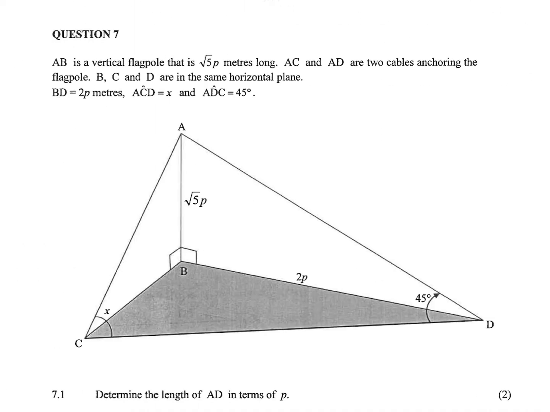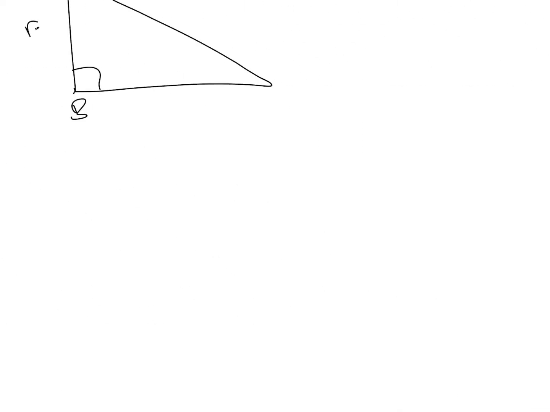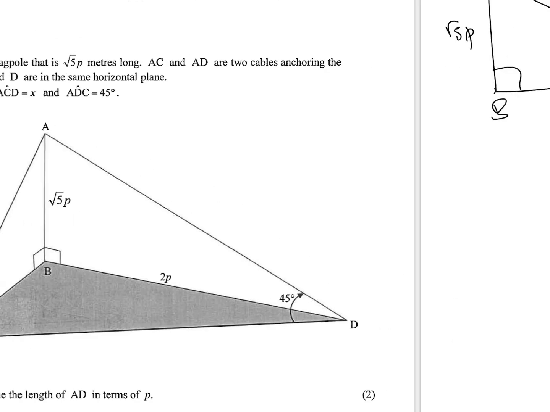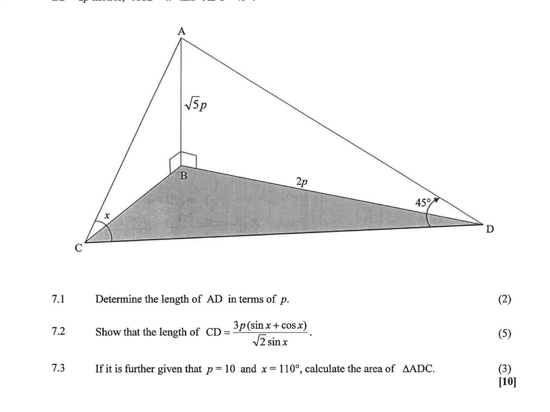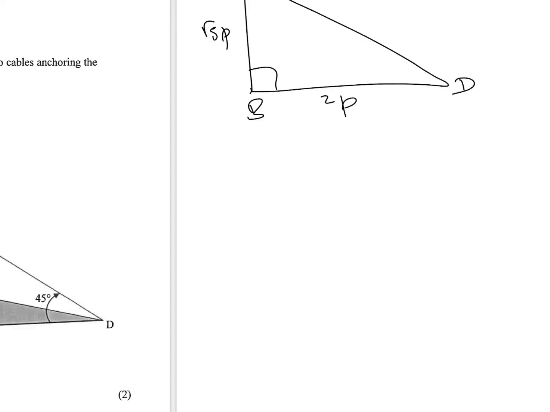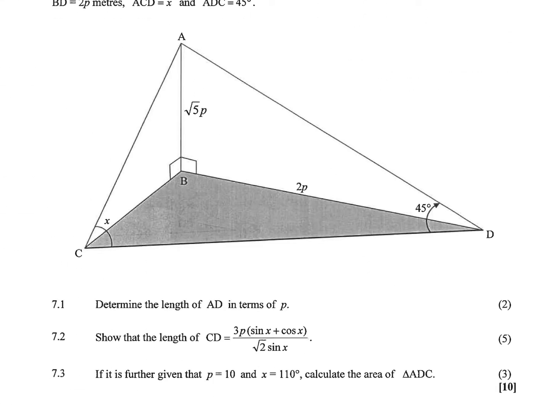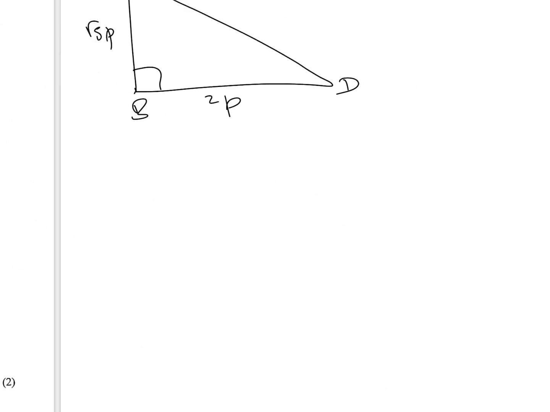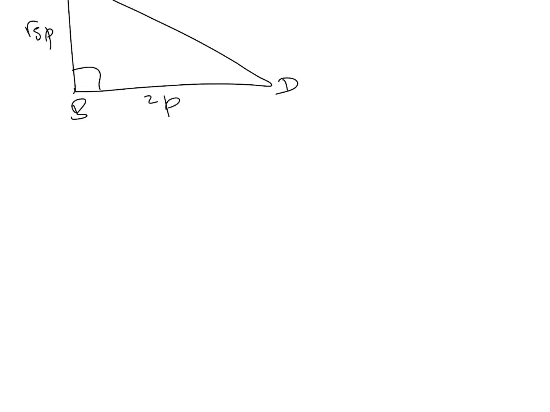Let me just zoom in. You have a triangle, and this is A, and this is B, and you are told AB is square root of 5p, and you have D, and BD is 2p. They want us to determine the length of AD in terms of P, so our AD is going to be in terms of P. The way you would do this is to use Pythagoras theorem.